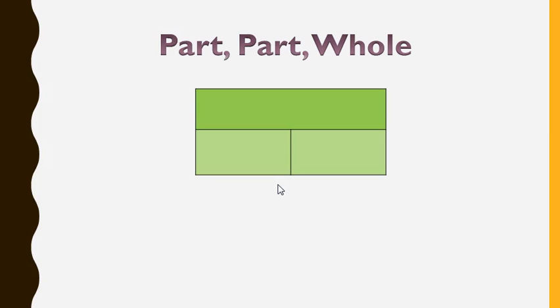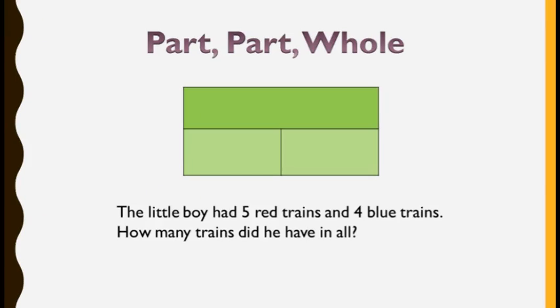So I'm going to give you a really basic math problem. And you might laugh at me because it kind of looks like maybe a kindergarten math problem. But the point of it is to teach you to start thinking in this way when you're determining which operation. So our story says the little boy had 5 red trains and 4 blue trains. How many trains did he have in all? Pretty simple, right? Well, let's use this simple story problem to learn this part-whole concept.